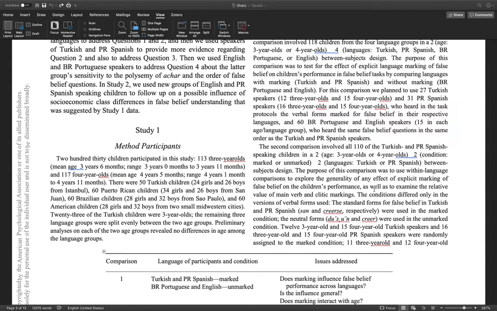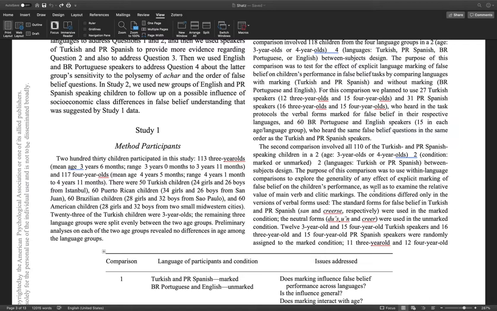The second comparison involved all the 110 of the Turkish and PR Spanish speaking children in a 2 by 2 by 2 condition. Let's read that out. 2 is the age groups, which we understand. Condition is the marked or unmarked. That's the language condition I'm interested in, when you have the language that has the tool versus when you don't. By 2, languages Turkish or PR Spanish.